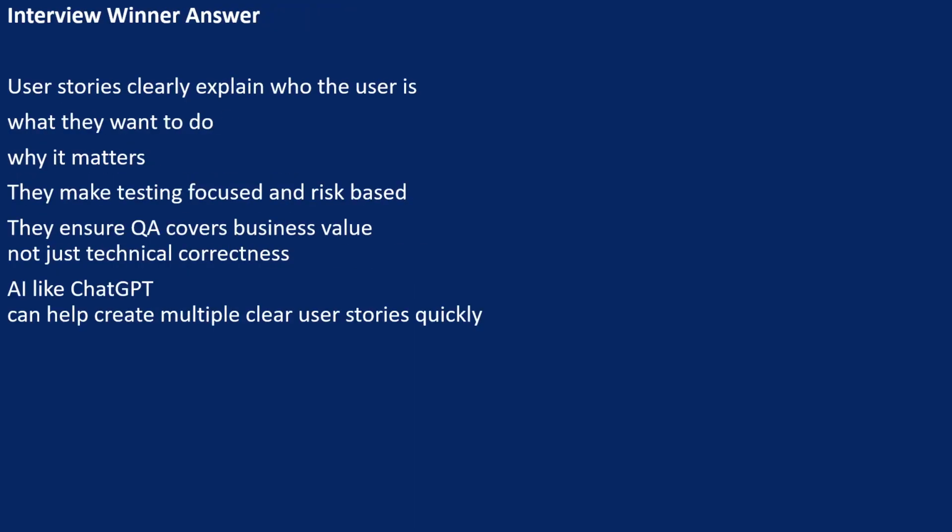And now, finally, the interview-winning answer. If asked, why are user stories important in QA? Don't say they help understand features. Just say this: user stories clearly explain who the user is, what they want to do, and why it matters. They make testing focused and risk-based. They ensure QA covers the business value, not just technical correctness. AI like ChatGPT can help create multiple clean user stories quickly.